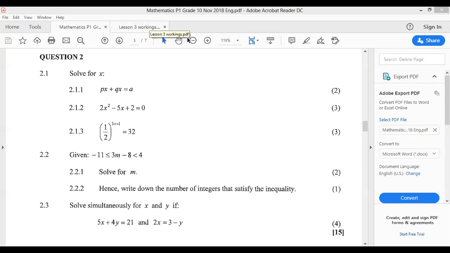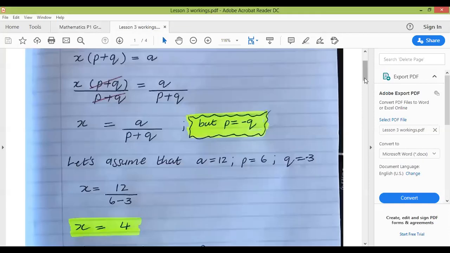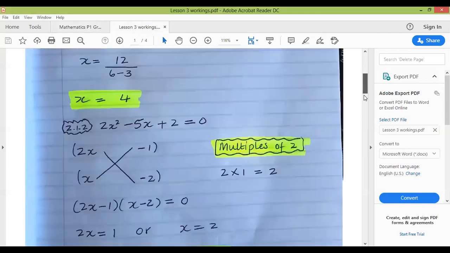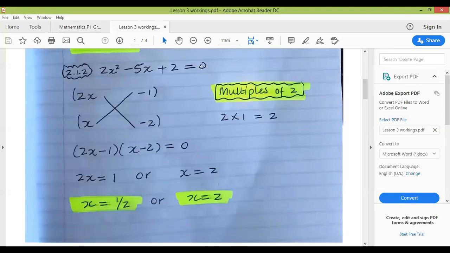Let me go back to my workings. Now, I showed you this method day before yesterday. So you are given 2x squared minus 5x plus 2 is equal to 0. You must have the multiples of 2, which are the factors of 2. Basically, in this case, it was easy. Factors of 2 is just 2 times 1. There's no other way we can get multiples of 2. These are the only multiples of 2 that we have.